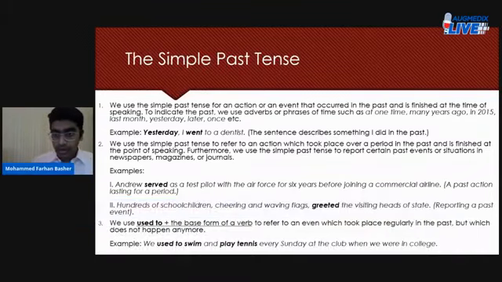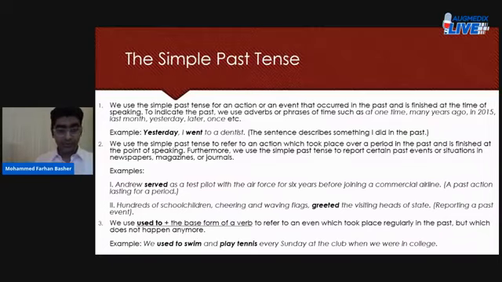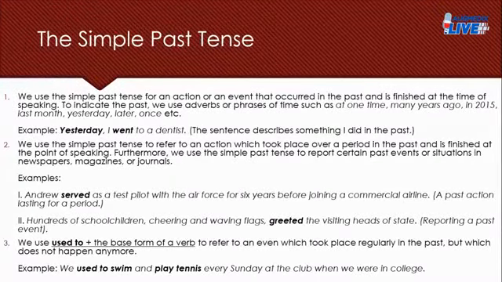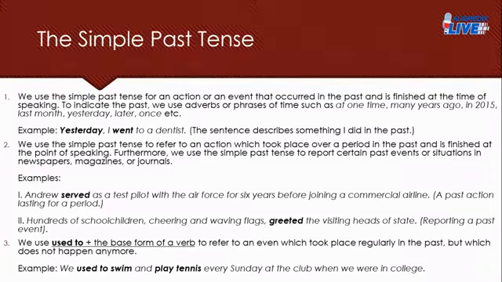All right. Okay. Rule number 3. We use used to. Take a look at rule number 3. We use used to plus the base form of a verb to refer to an event which took place regularly in the past, but which does not happen anymore. We use used to plus the base form of a verb to refer to an event which took place regularly in the past, but which does not happen anymore, right?